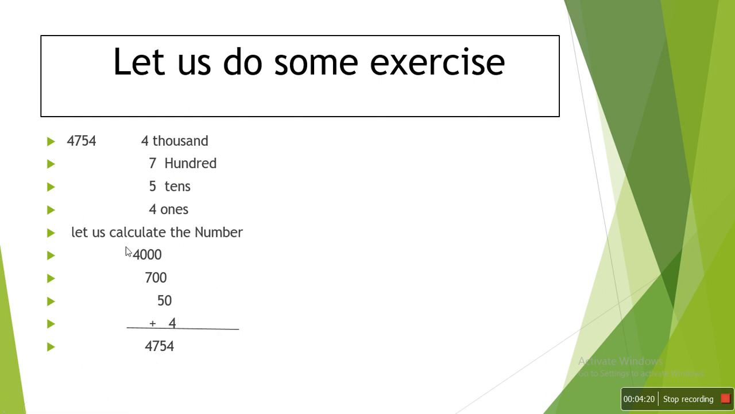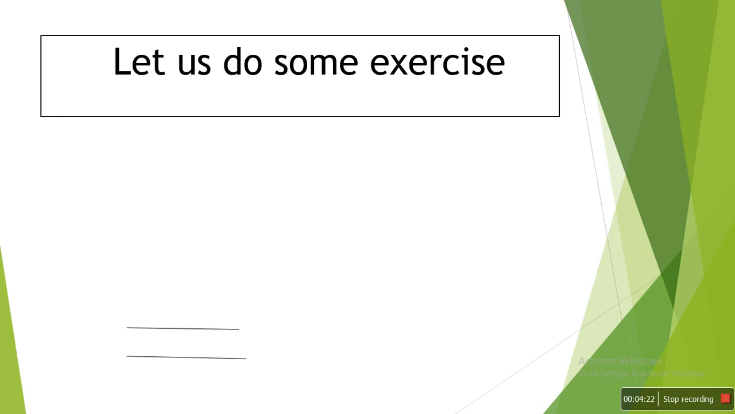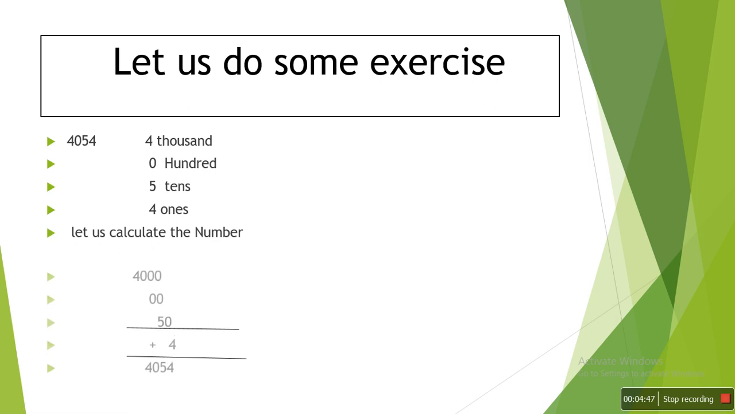So this is another example, 4054. Again, 4 is in which place? 4 is in thousands place. And 0, here you should give your attention more. 0 is in hundreds place. And 5 is in tens place. And 4 is in ones place. So let us calculate.